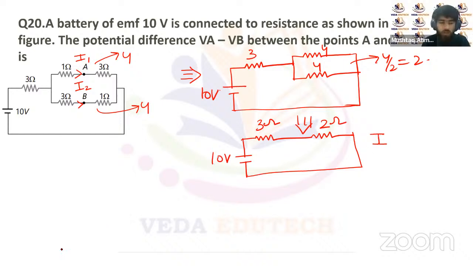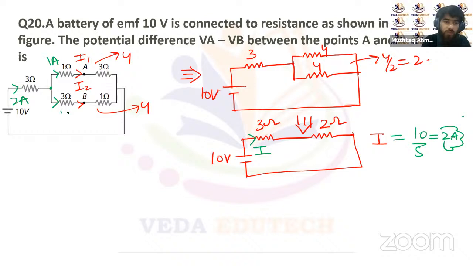The current I through this battery will be equal to 10 upon 5, that's 2 amperes. So 2 ampere will be the current through this circuit. This current will reach this junction point and be distributed along this branch and this branch, and both branches have a resistance of 4 ohm each. It means 1 ampere will flow through this branch and 1 ampere will flow through this branch.